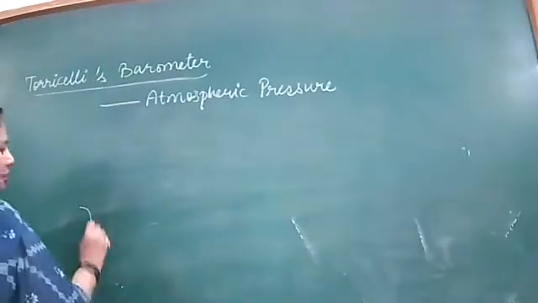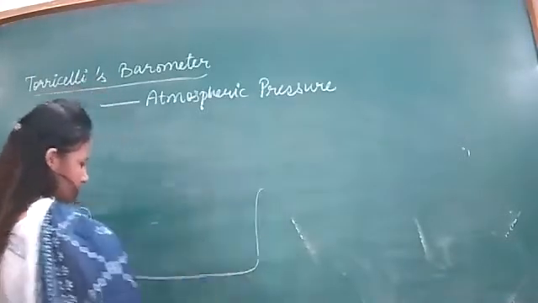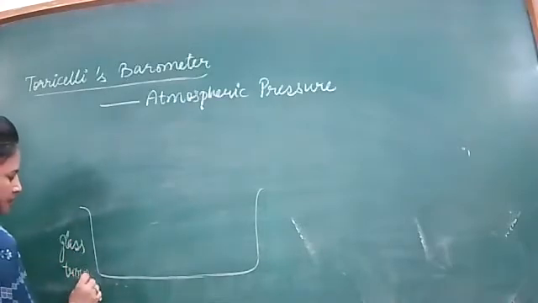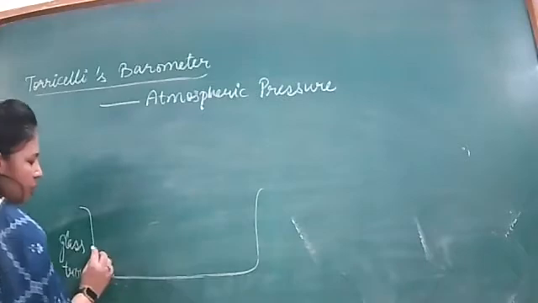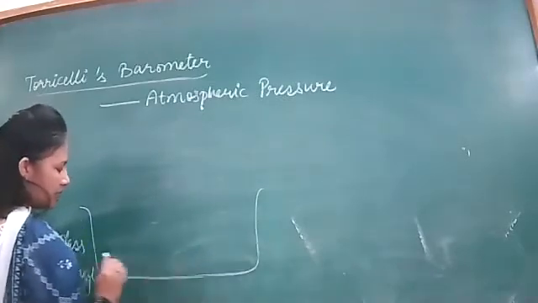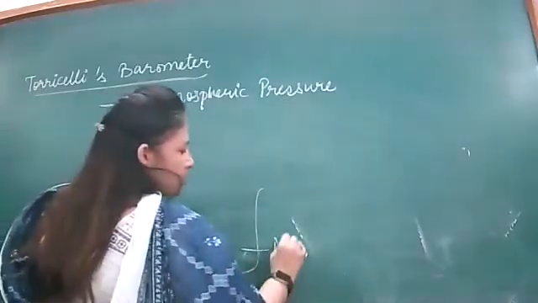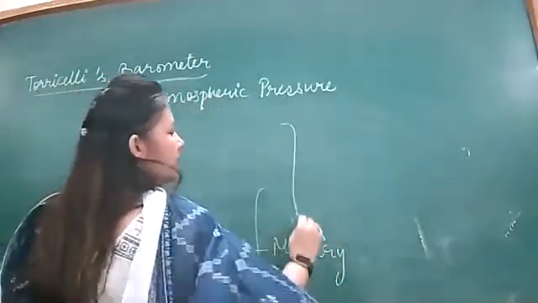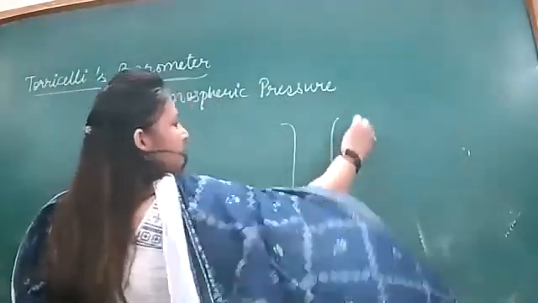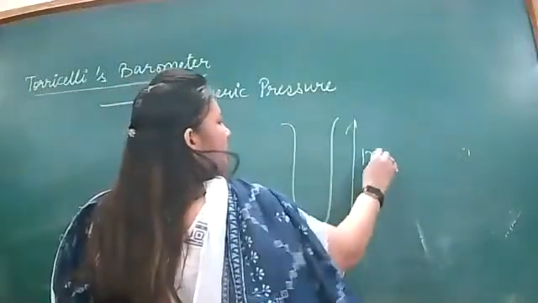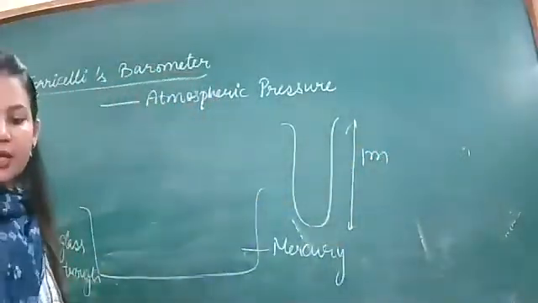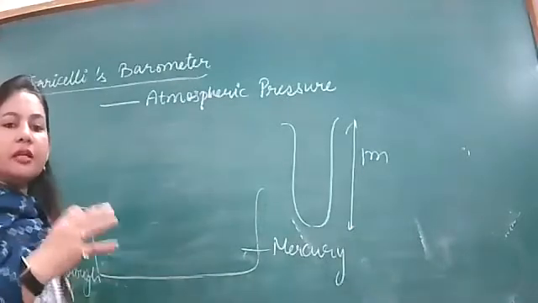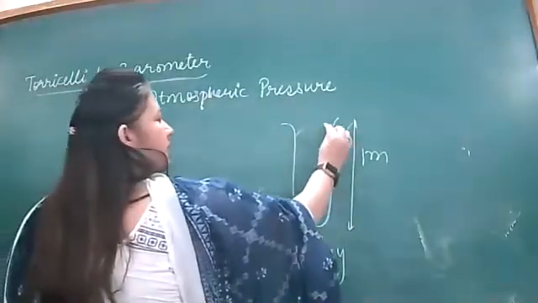He took a glass trough containing mercury. Pure and dry mercury was taken, inside the trough. Then he took a test tube of about 1 meter length and he filled it with mercury. उसमें भी उसने mercury डाल दिया.